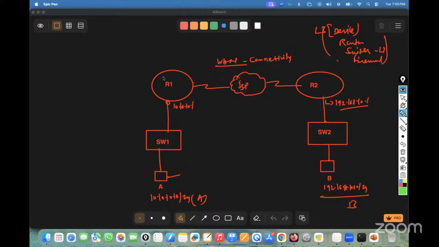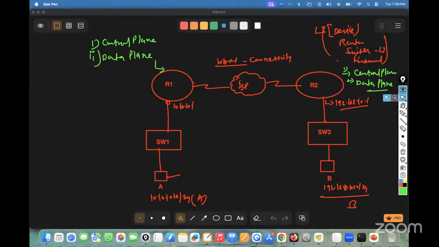Now, if I talk about this router, it has its own control plane and its own data plane. And if I go to R2 as well, this router also has its own control plane and its own data plane. So does anyone know the difference between the data plane and control plane? Anyone willing to define the control plane and the data plane? Any idea, guys?